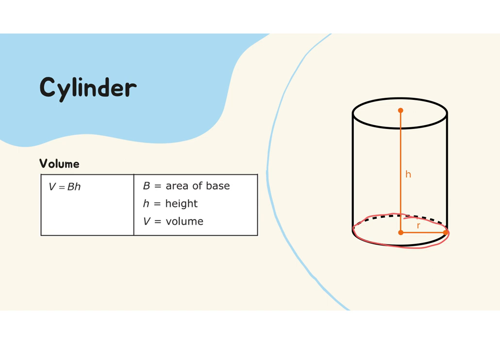And to find the area of a circle, we know that that is pi times the radius squared. So circle area equals pi times the radius squared. Then we would multiply that by the height. So our volume in this case with cylinders would be pi times the radius squared times the height.